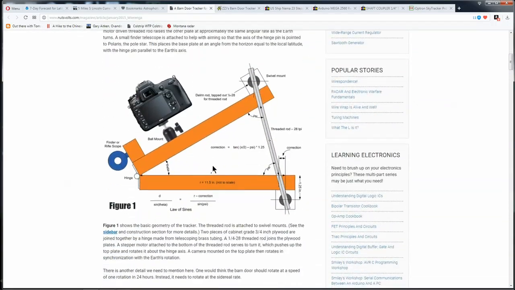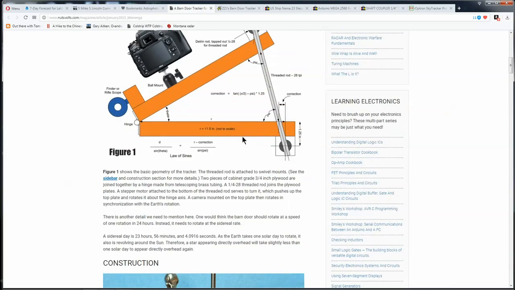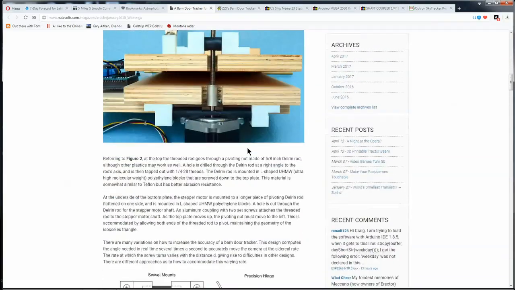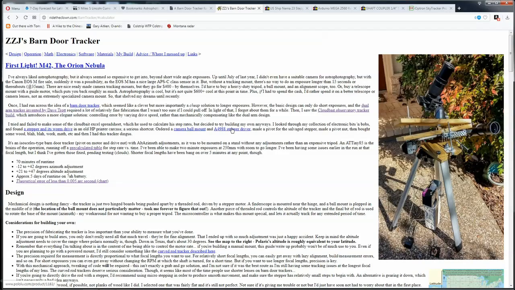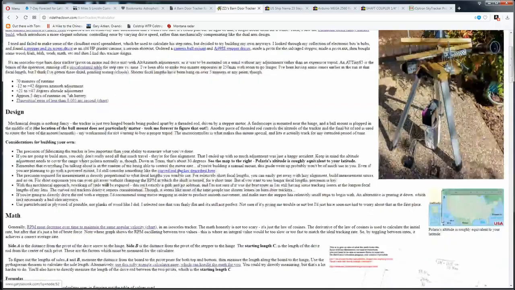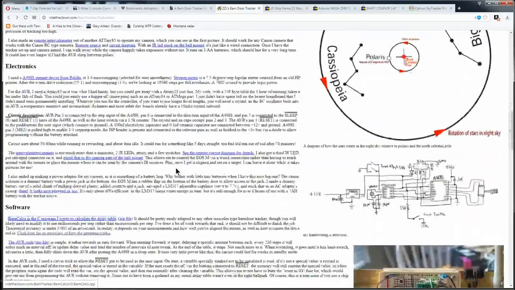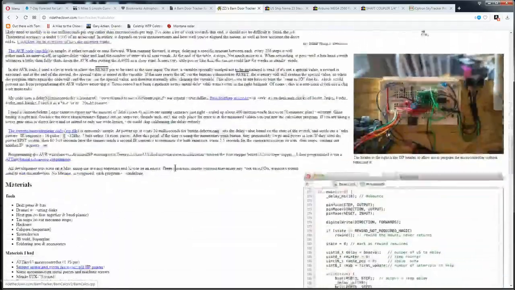And this is sort of the overall look at it. This is kind of another view of another barn door tracker. And the math associated with it.